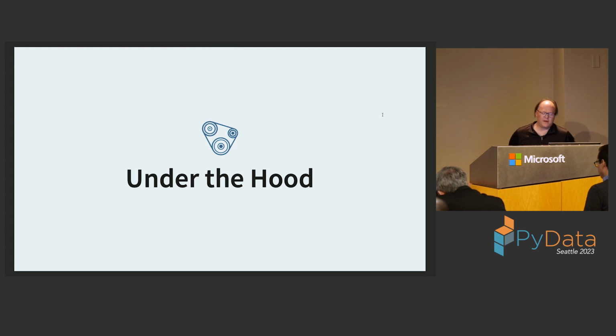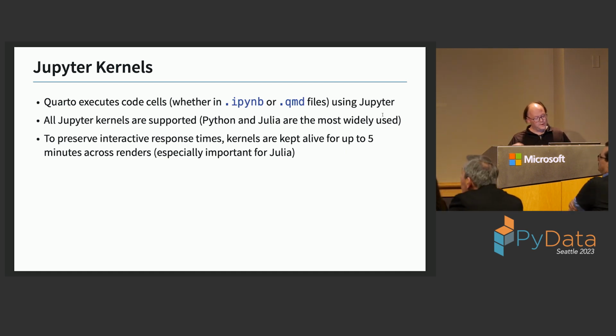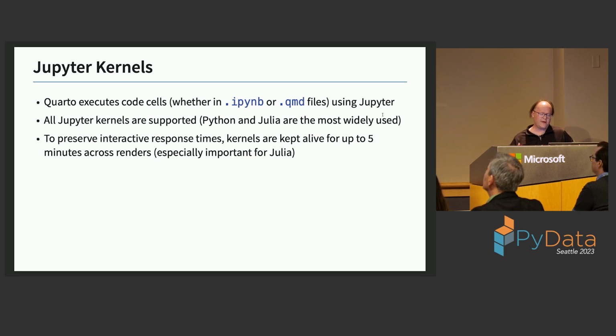Okay, a little bit to finish up about how the system works and how you can customize and hack the system. A little bit first about how we interface with Jupyter kernels. We execute code cells using Jupyter. All Jupyter kernels are supported. I would say that Python and Julia are the most widely used, and they have probably the best tooling. But I've seen people use the C kernel, the Bash kernel, the APL kernel, the SAS kernel, lots of different kernels with Quarto.